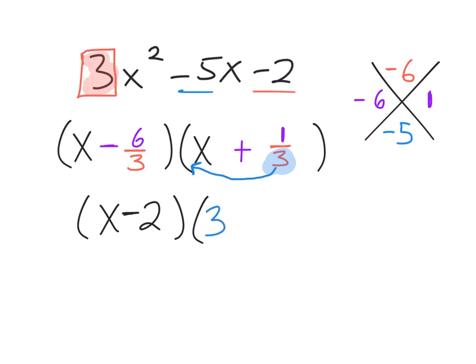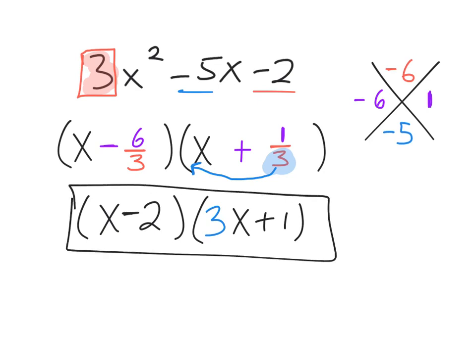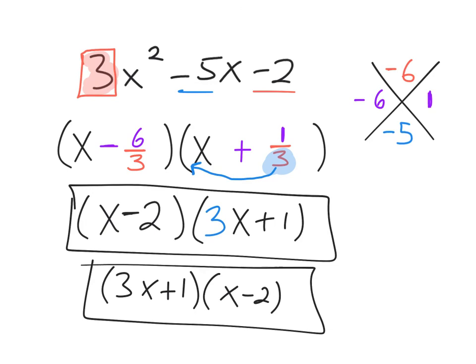So now that guy comes out right there, and I now have 3x plus 1. Okay, and that is my final factored form. And you can also write it as 3x plus 1 times x minus 2, and either of those are fine. And if we were to multiply either of these out, you would get back to where you started.